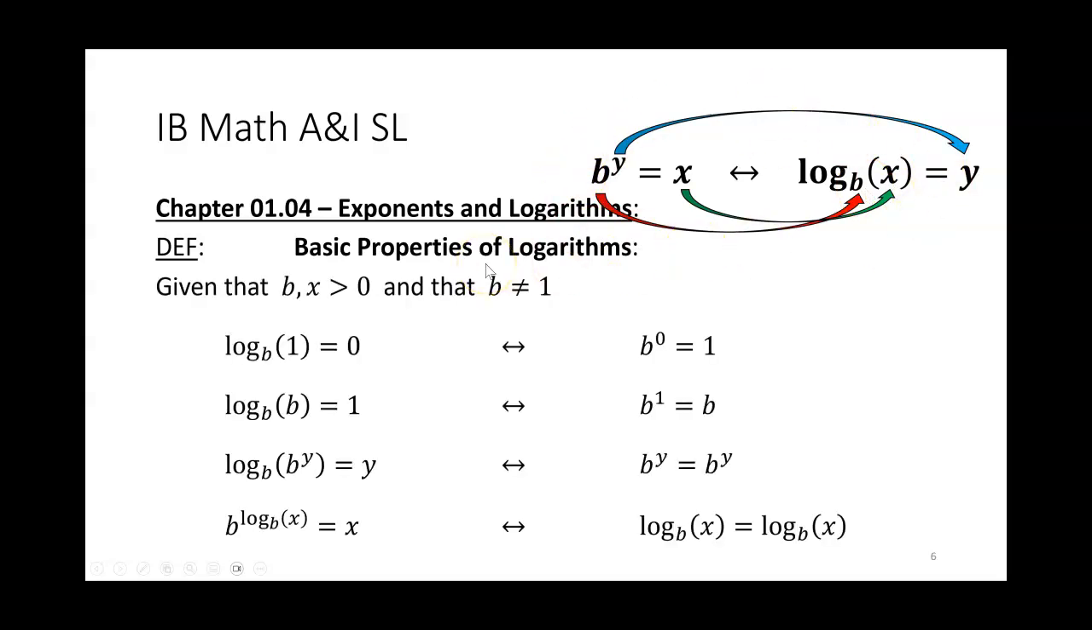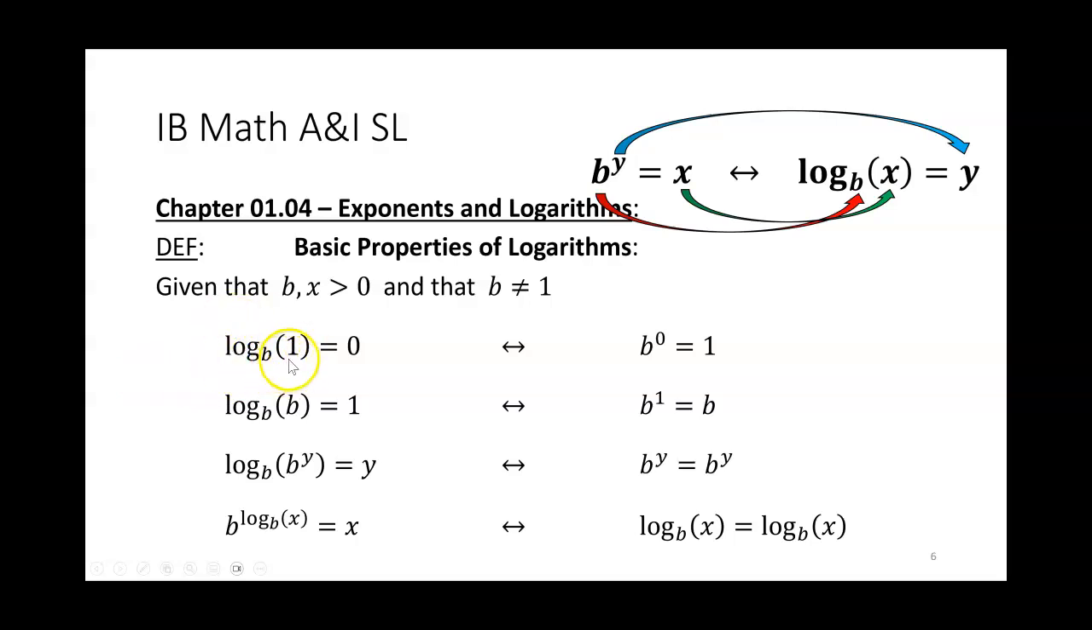And then some basic properties, provided that b and x are positive and b is not equal to 1. The base of the logarithm, since it's equivalent to a base of an exponential, the same rules apply: it has to be a positive number, not equal to 1. The x has to be positive because hopefully we remember that you can't take the logarithm of a non-positive number. So log of 0 is undefined, log of a negative is undefined. Just can't do those.